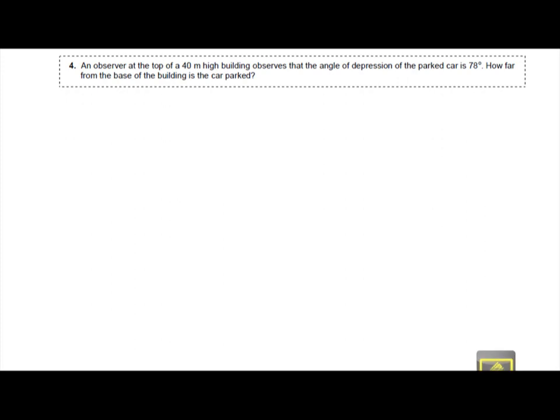Hi again, this is the video containing the solution to number 4 of assessment number 2. It says an observer at the top of a 40-meter high building observes that the angle of depression of the parked car is 78 degrees. How far from the base of the building is the car parked?